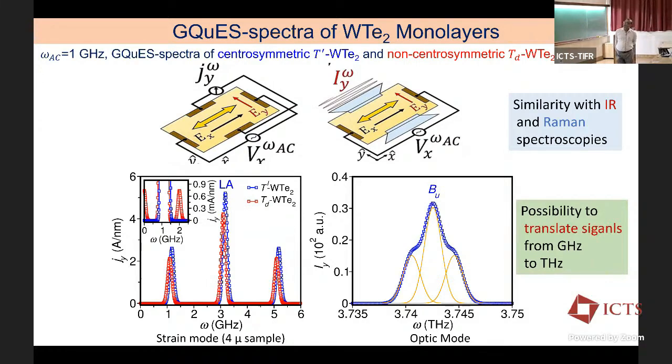Omega AC is the operating frequency. It's a function of omega. You will see peaks at 2 omega. Sorry, omega has a subscript which gives you 2 times. Okay, so let me move on.